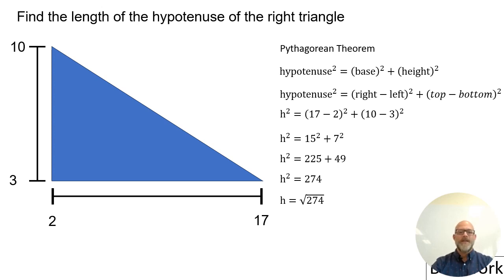All right, the key here is remembering that whenever I want to get a length in R2, the length of the hypotenuse of a right triangle, it's the base squared plus the height squared.